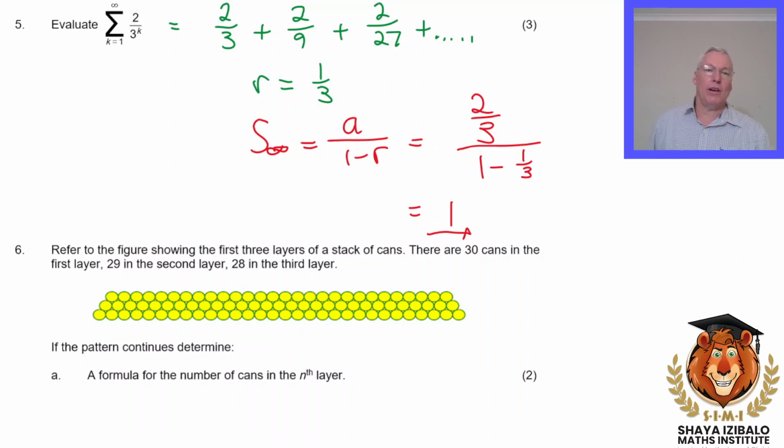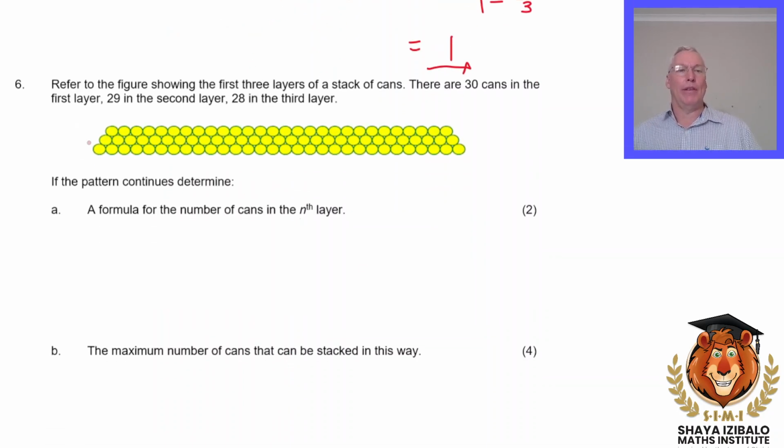Let's look at the next example. We've got a whole lot of cans that have been stacked. There are 30 cans, then 29, then 28. How many cans will there be in the nth layer? This is layer 1, layer 2, layer 3. So we've got an arithmetic sequence where we are adding -1. Our common difference is -1.